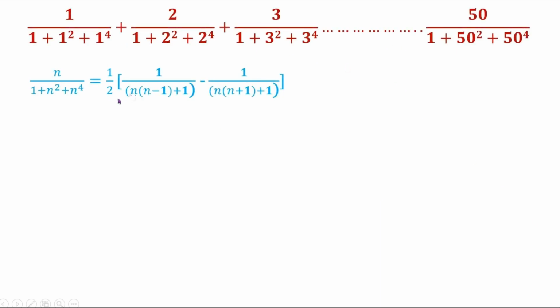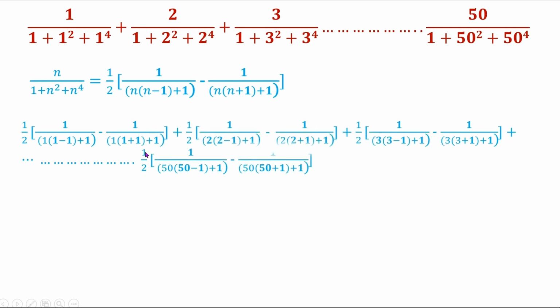So we found the generalized form of the nth term, and we converted that to the sum of the two fractions here. Now let's substitute 1, 2, 3, 4 and so on up to 50 into this series. Okay. So if you substitute 1 here, we get 1 into 1 minus 1 plus 1 here, minus 1 by 1 into 1 plus 1 plus 1. Similarly, we substitute 2, 3 and so on until 50.